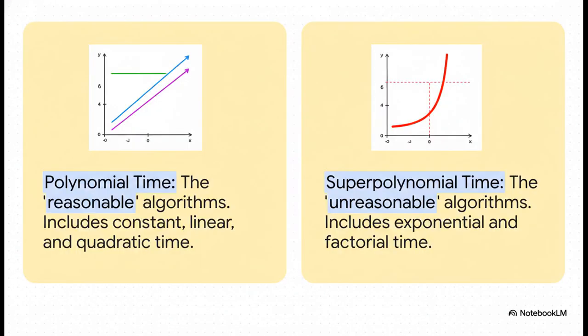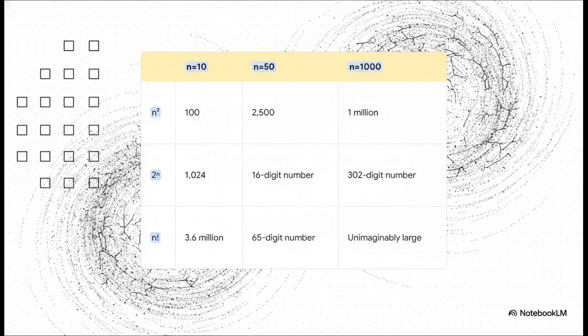And computer scientists have a name for this huge divide. On one side, you have polynomial time algorithms. These are the reasonable ones. Their growth, even if it's steep, like quadratic, is ultimately manageable. On the other side, you have superpolynomial time. These are the unreasonable ones, like exponential, that grow so incredibly fast they become practically impossible to solve. Just look at these numbers to see what unreasonable really means.